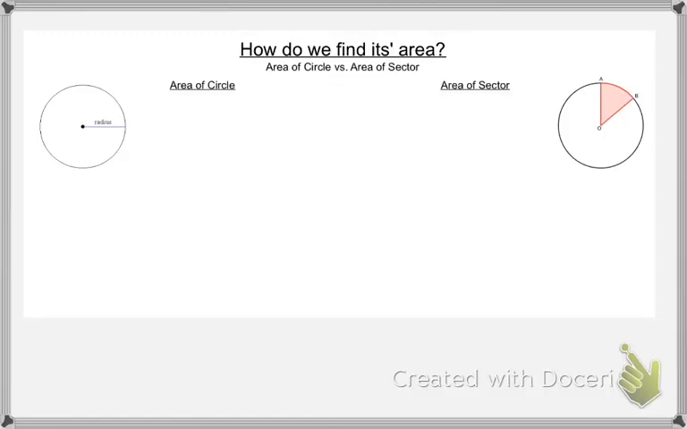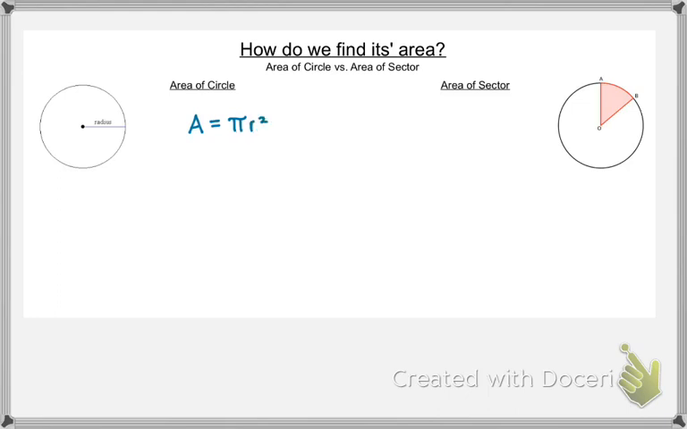Alright, and so in this video we're going to look at how to find the area of a sector of a circle, so a section of a circle that is formed by a central angle. And again, let's start with the area of a circle that you are familiar with from geometry or from middle school when you looked at area of different shapes. So if you recall, the area of a circle can be calculated by pi r squared.